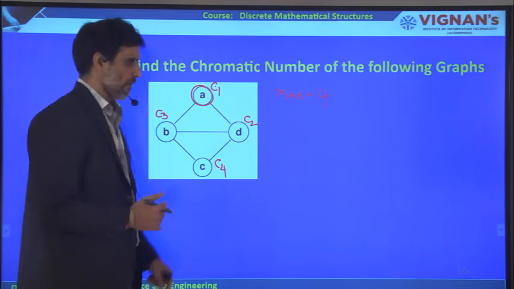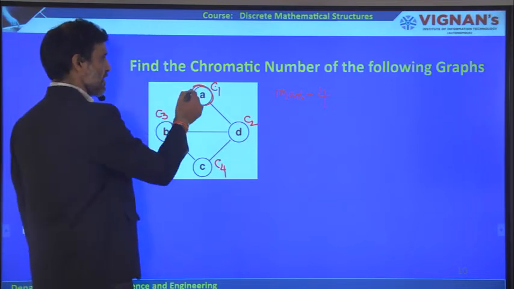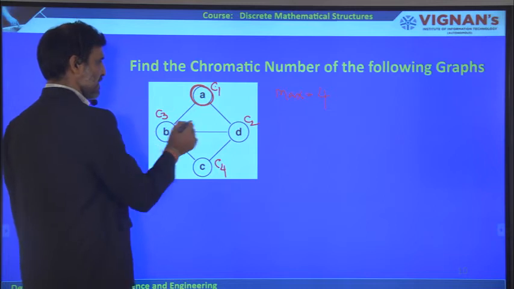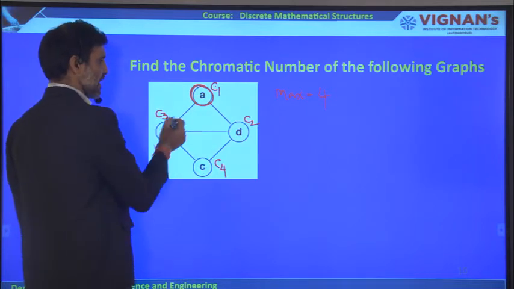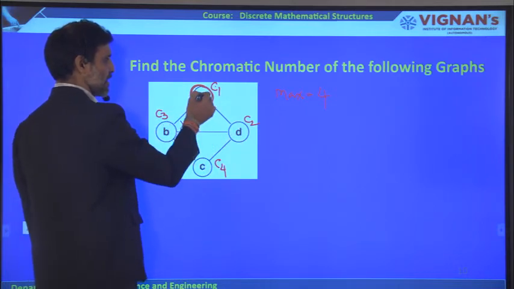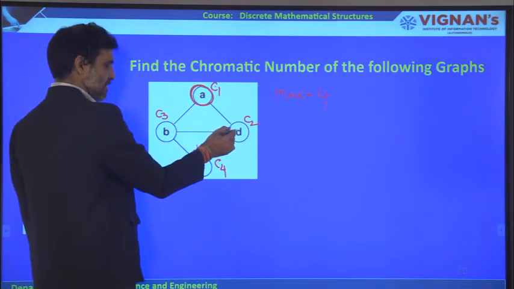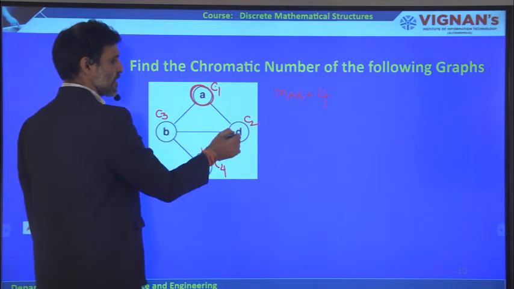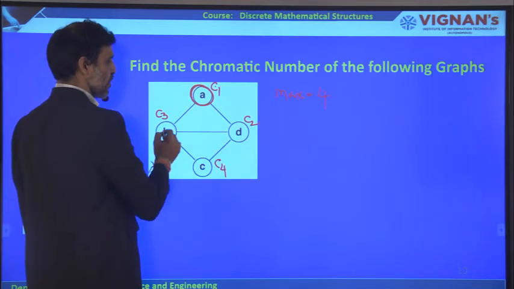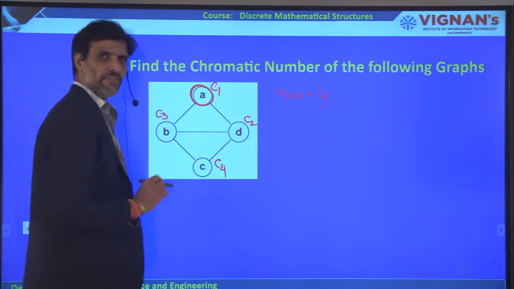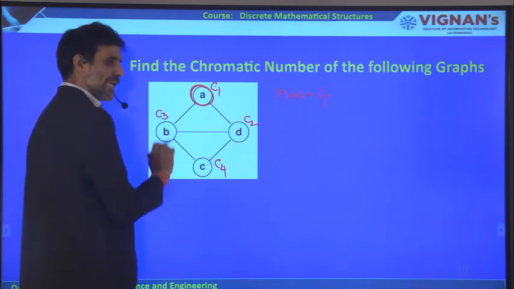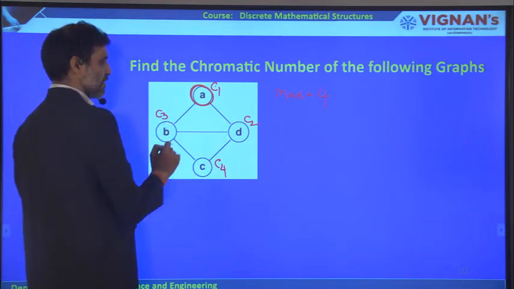Let us try to check. Even though you have colored this one with C1, and C3 and C2, you cannot change these colors. Why? Because B and D are adjacent to A, and D is adjacent to B, and B is adjacent to D. Therefore, these two should have different colors. They should not have the same colors because they are adjacent to each other.